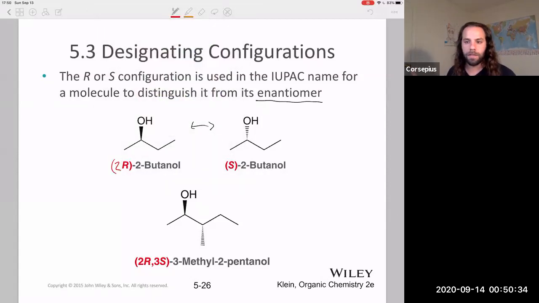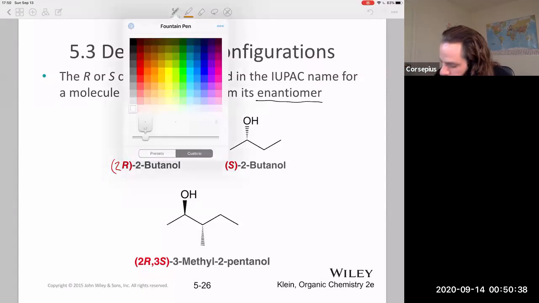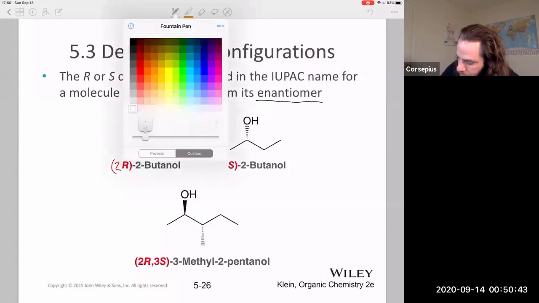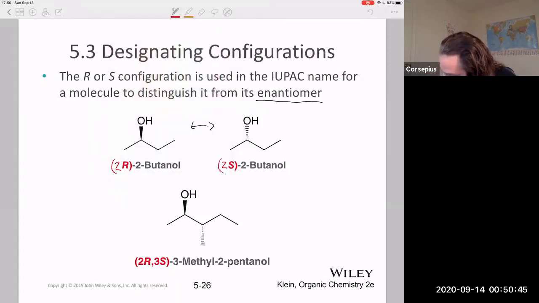Your book tends to leave it off if there's only one. If you want to do it that way, that's fine. But the super correct way, or the way that you can't go wrong, is to also include the number and the name. So 2S, the 2 being the position of where that chiral center is. So this would be 2R-2-butanol and 2S-2-butanol, the pair of enantiomers.